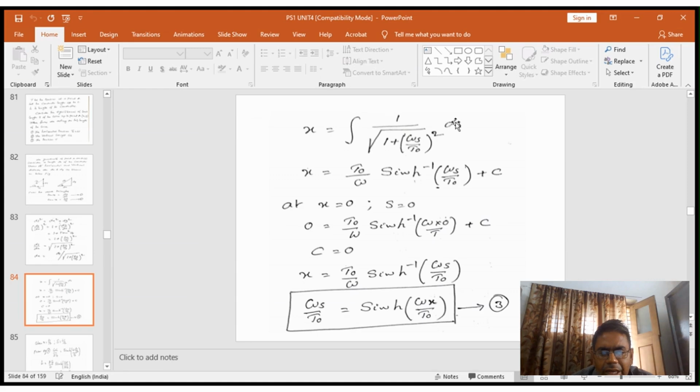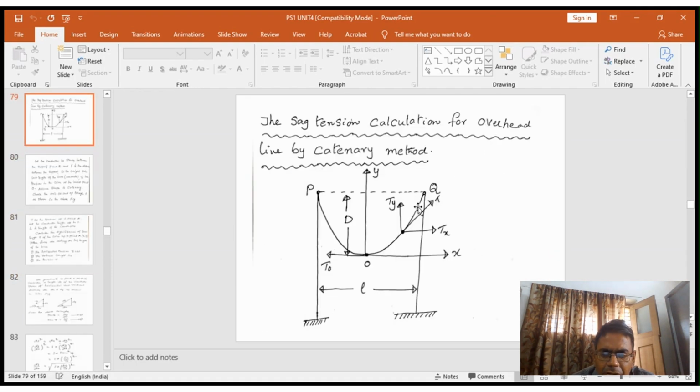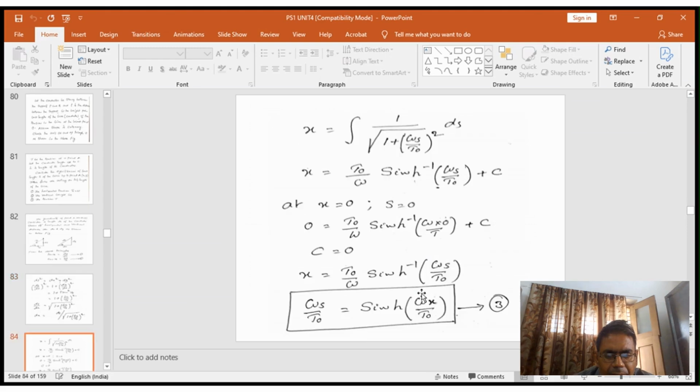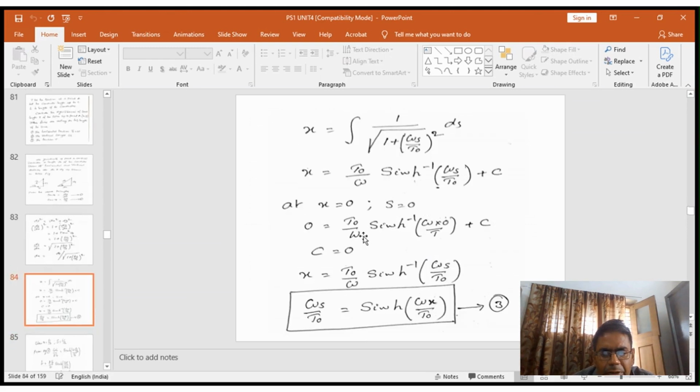Integrating on both sides, x is equal to T naught by w sinh inverse of (w s / T naught) plus c. If x is equal to 0, s is equal to 0 from this diagram. Substitute here: 0 is equal to T naught by w sinh inverse of omega s by T naught plus c, so c is equal to 0. Then x is equal to T naught divided by w sinh inverse of omega s divided by T naught, so omega x by T naught is equal to sinh inverse of omega s by T naught.